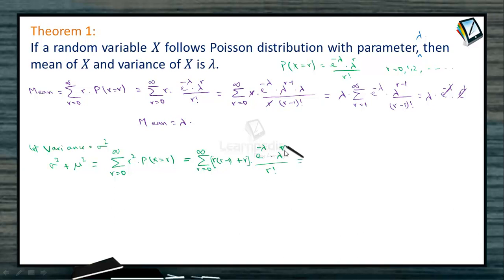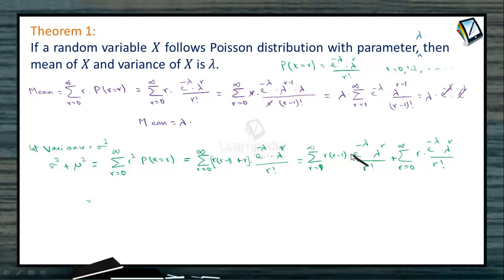So let us split the terms with respect to the bracket here. Then the first term would be sigma r is from 0 to infinity. As there is a term of r minus 1, we'll start the summation from r equal to 1, r into r minus 1 into e to the power of minus lambda into lambda to the power of r by r factorial, plus the second sigma for the second term of the bracket starts from sigma r equal to 0 to infinity r into e to the power of minus lambda into lambda to the power of r by r factorial. Now clearly you can see the second term is nothing but sigma r into probability of x equal to r. So this second term is nothing but the mean of the distribution.